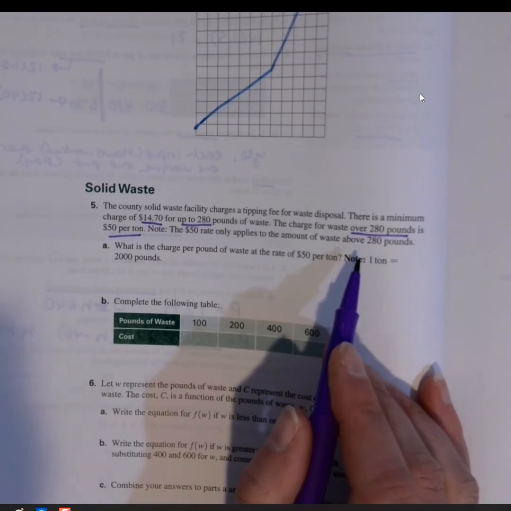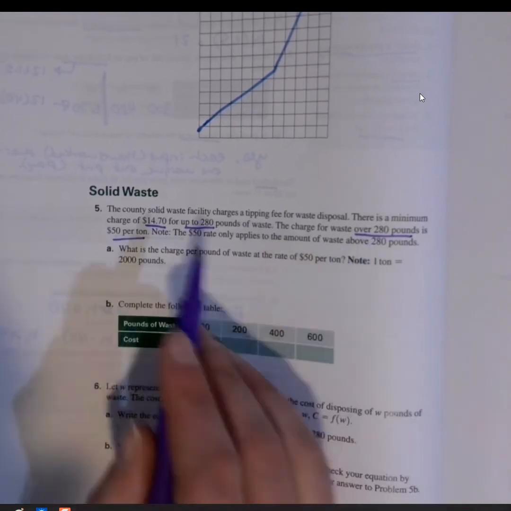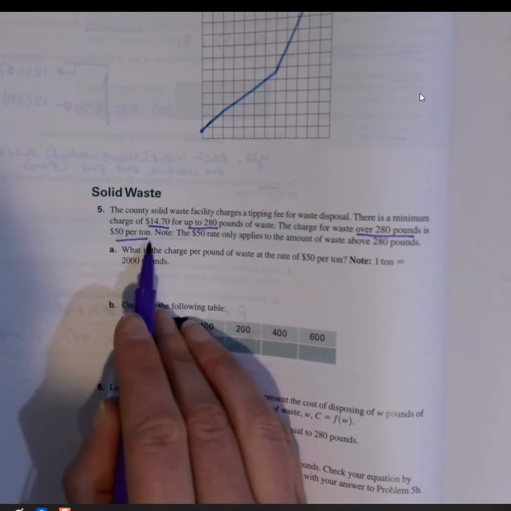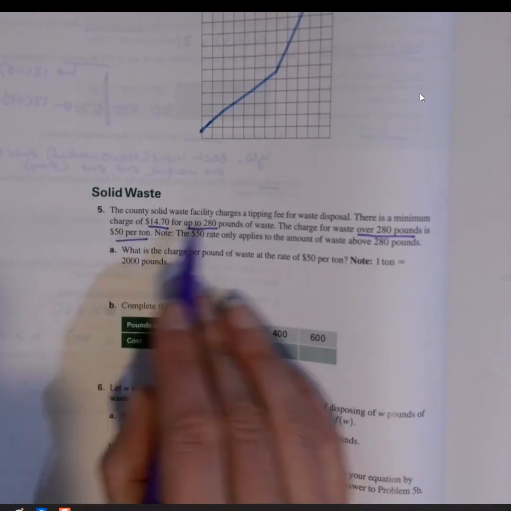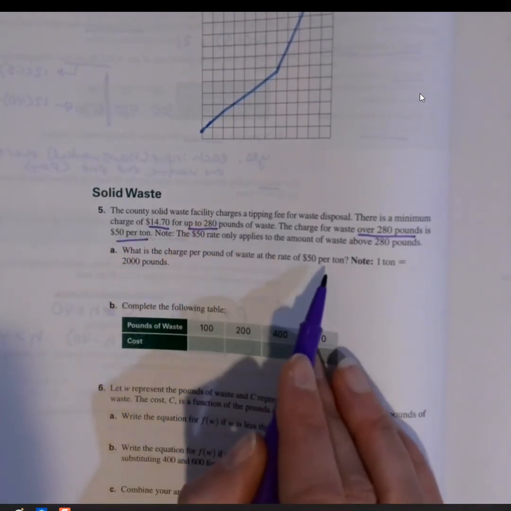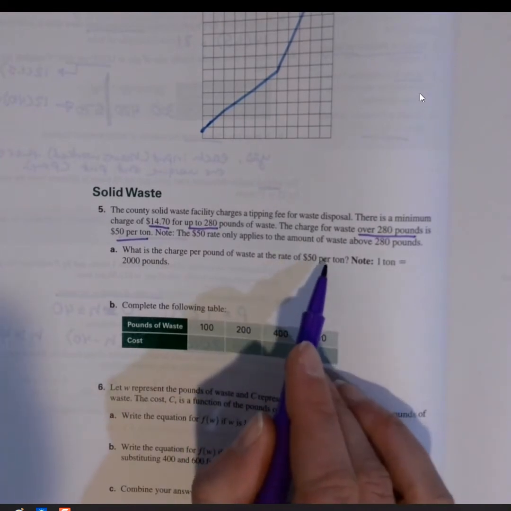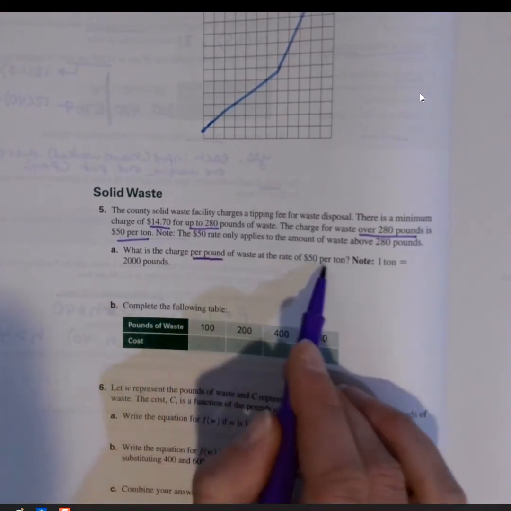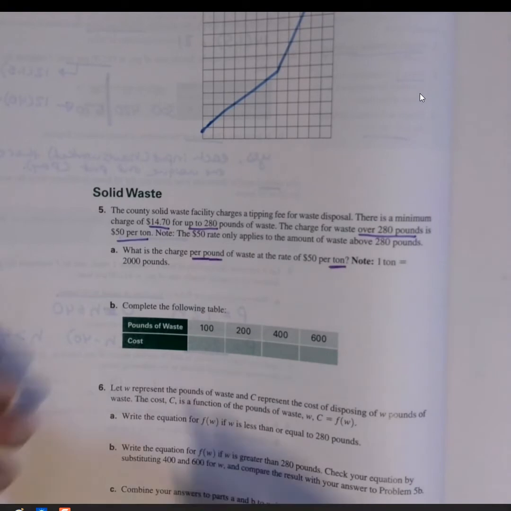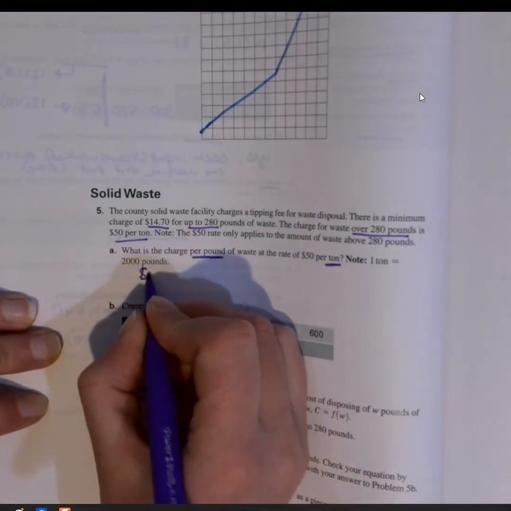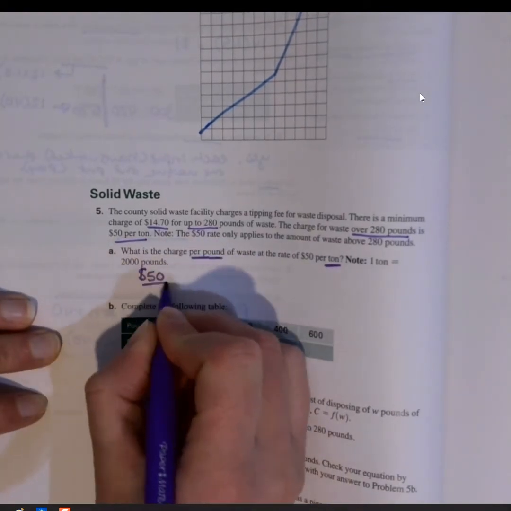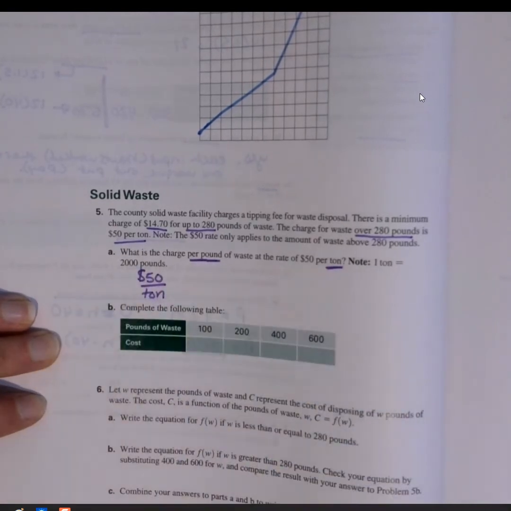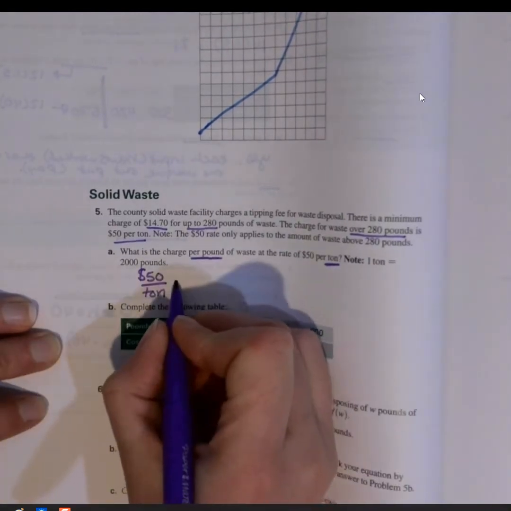Right. So one of the things I note right away is that $50 is per ton. The rest of this is per pound. So we've got to get our units to match. So we're going to convert the $50 per ton into charge per pound. So we've got to convert the pounds into tons. So this is $50 per ton. So per is our division word, per ton. So we'll put ton in the bottom right there.